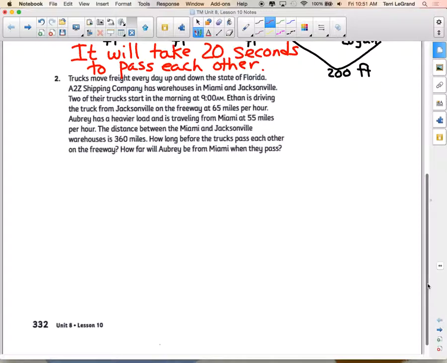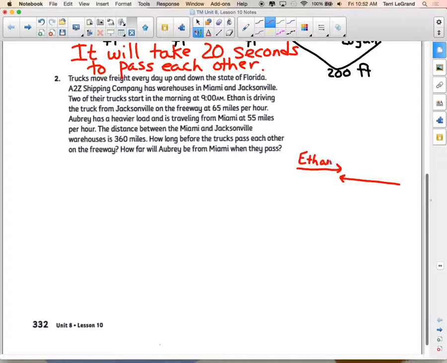Maybe we could start our arrow drawing before what's happening here. Ethan is in Jacksonville, Aubrey's in Miami, and we want to know when they're going to meet, right? They're going to pass each other. So are these guys coming kind of like Logan and Chloe were? Okay, let's do this then. Let's just take a moment and come down here. Leave some white space for our other stuff we're going to do here. So this is Ethan.